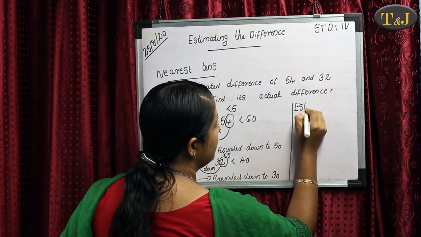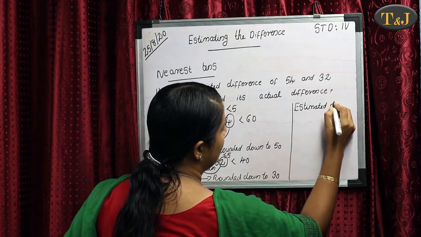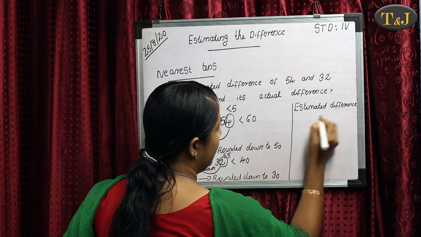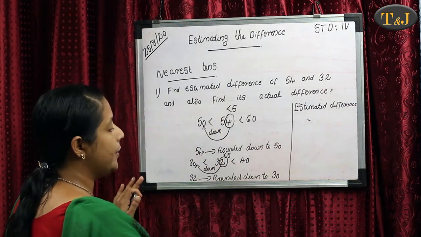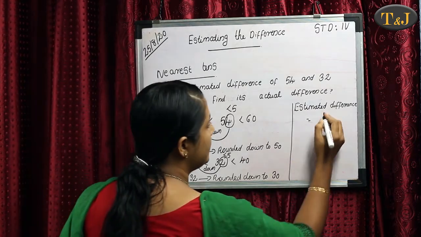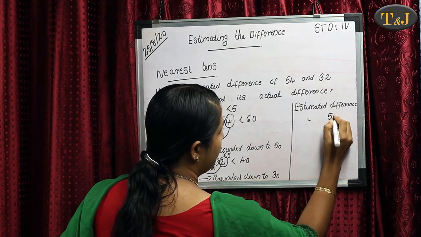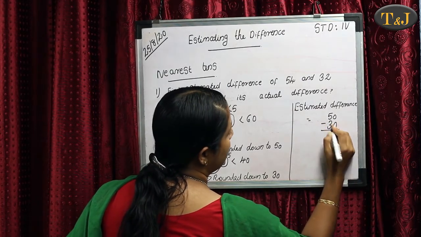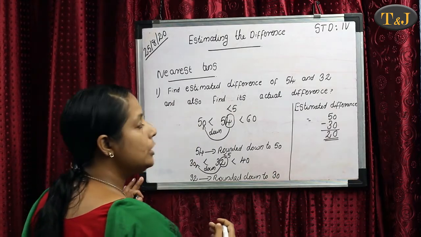Next our question is to find the estimated difference. Now we have the rounded numbers based on tens. That is, 54 is rounded down to 50 and 32 is rounded down to 30. Those numbers are our estimated values. So 50 minus 30, we get 5 minus 3 equals 2. So our estimated difference equals 20.